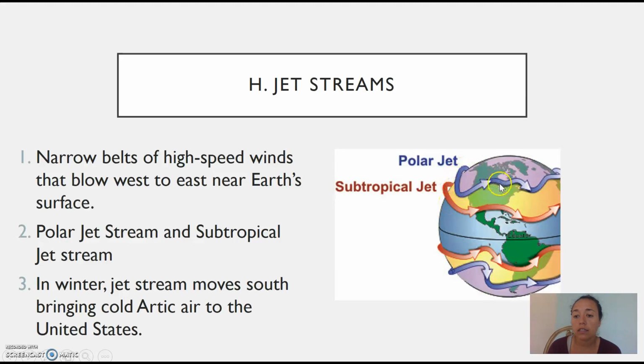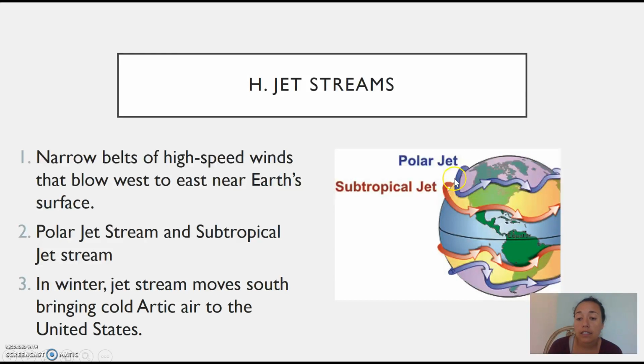The polar jet should reach through Wisconsin, but it's starting to break due to the melting of the glaciers up here, and it's starting to move way more south. That's why we saw really cold winds, a really cold winter in this area. In the winter, this is why it's cold. Basically, the jet stream moves south, bringing the cold Arctic air to the United States. Usually it's always cold up here, and then as winter comes, it moves south.